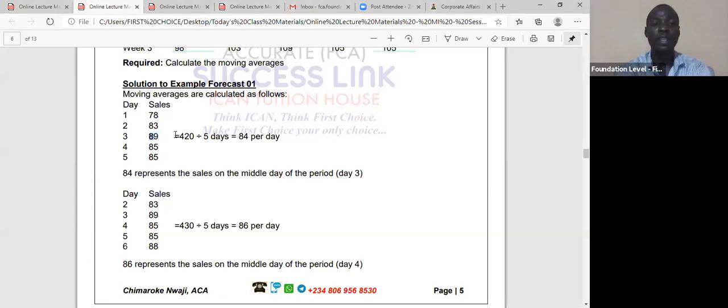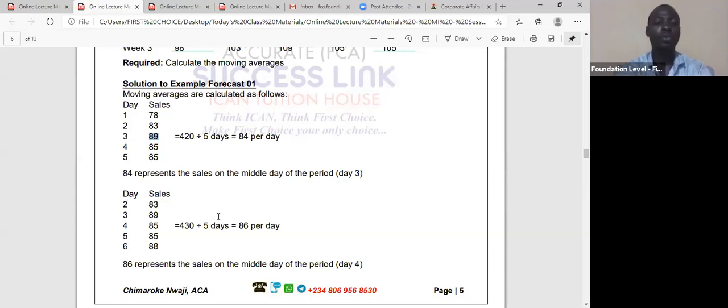So you see everything is being written down on day 3 here, and it is associated with a particular day. We have no problem when it is an odd number, because the average will be associated with a particular data point. So we see 84 represents the sales in the middle day of the period, day 3. In the middle is 89. That doesn't mean that 84 is the actual figure there, but it means that this is the average, and it is associated with number 3.